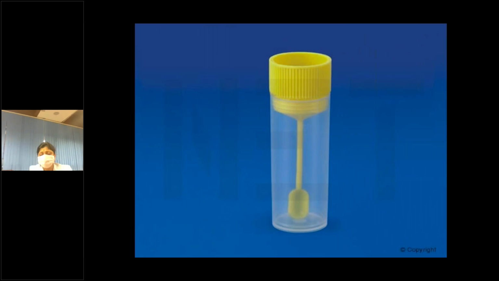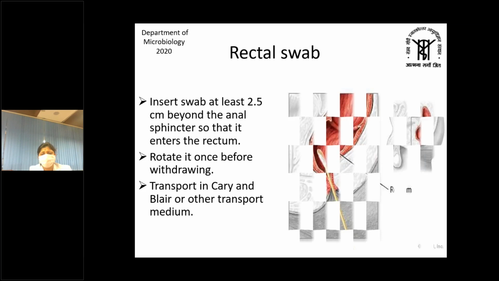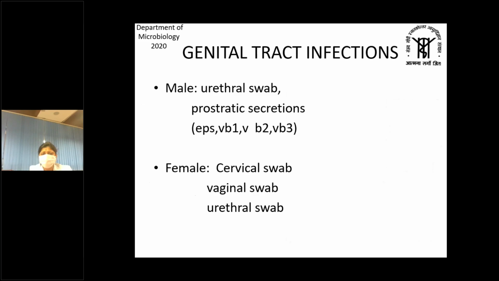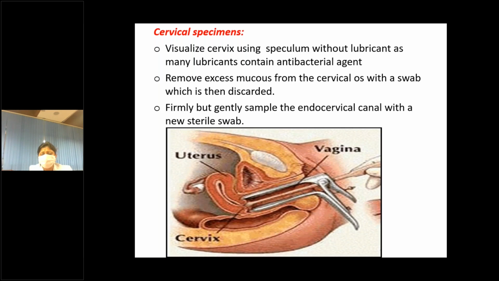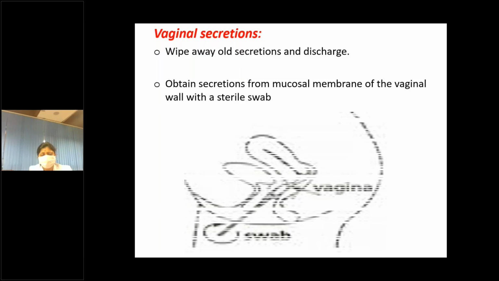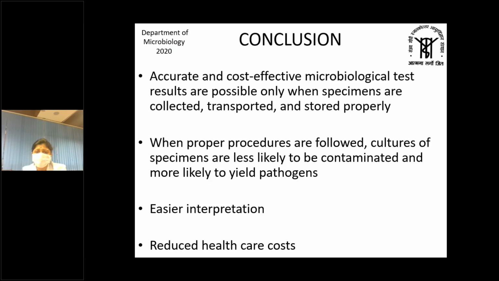This is how a stool container looks; it is actually a green colored container available in the lab. It has a small spoon in it, and you just have to pass the stool sample in it. In the lab, we withdraw the spoon and use the sample for processing. A rectal swab, as I said before, may also be obtained. For genital tract infections, cervical specimens or usually a high vaginal swab is collected.